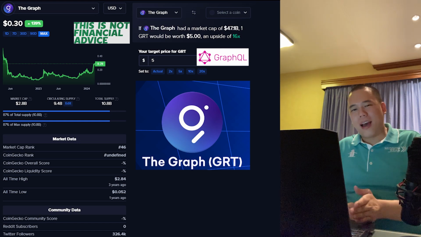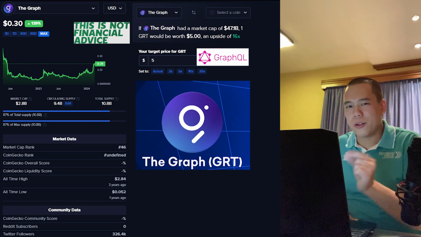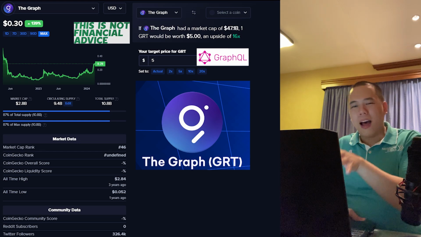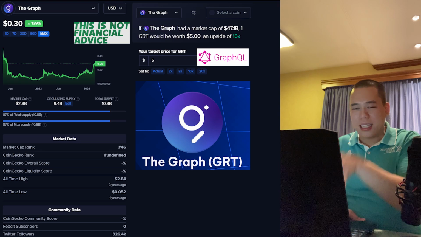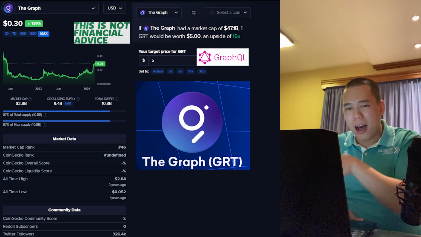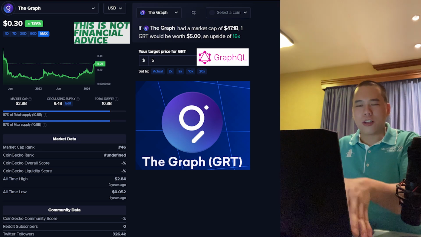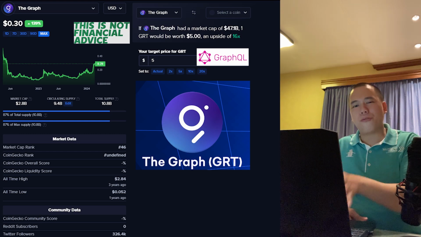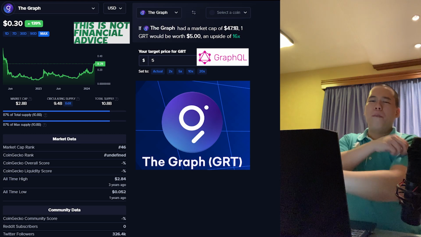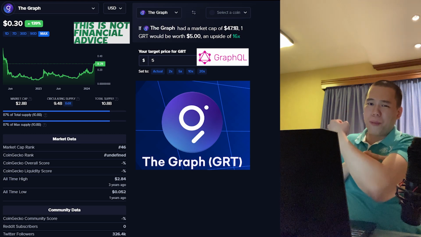But even despite that, I do believe that the best days are still ahead of GRT, because I do believe that GRT during the next bull run could hypothetically at least go to the price of $5. And even though that's not financial advice nor a guarantee, why is that? I think it's going to come down to the fact that the Graph has amazing fundamentals, much like these biceps.